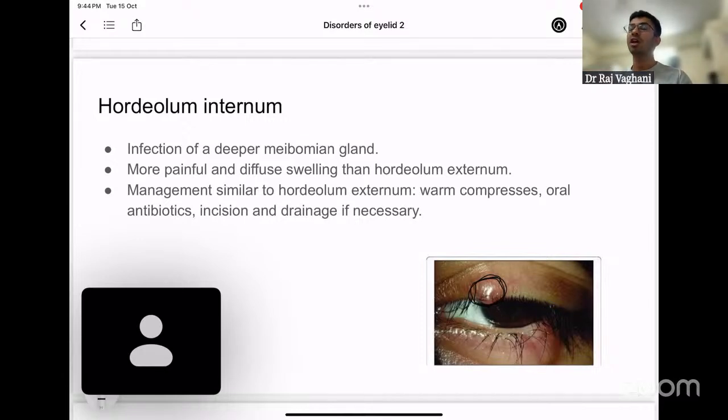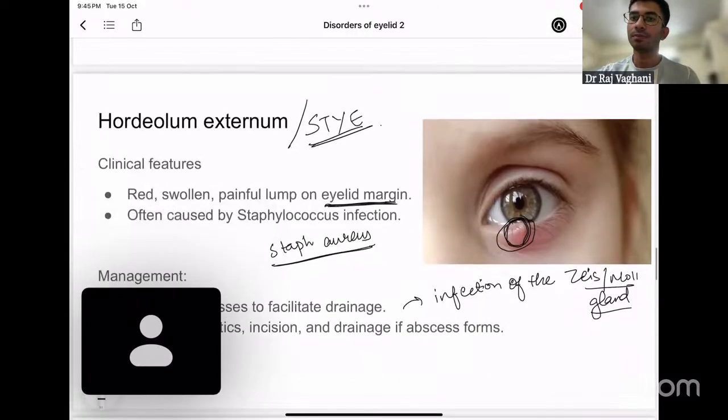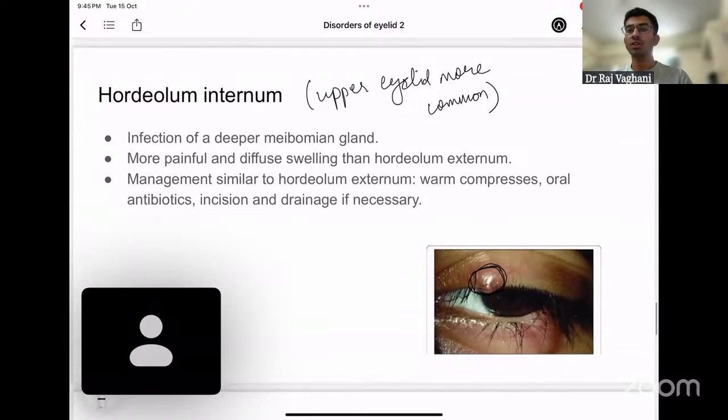One more difference: hordeolum internum is more commonly seen in the upper eyelid, whereas hordeolum externum is more commonly seen in the lower eyelid. I will write it down here. Upper eyelid more common. And in hordeolum externum, lower eyelid more common. So hordeolum internum is an infection of the deeper meibomian gland, with more painful and diffuse swelling than hordeolum externum. Management is similar to hordeolum externum.